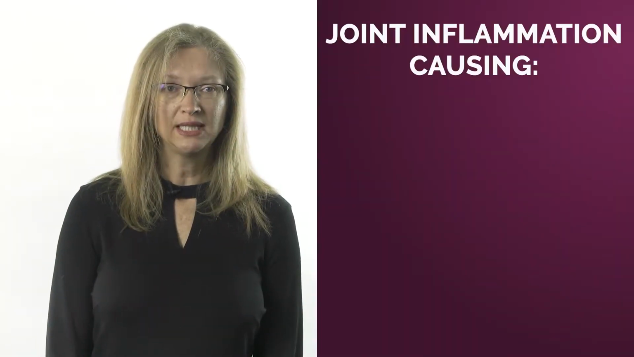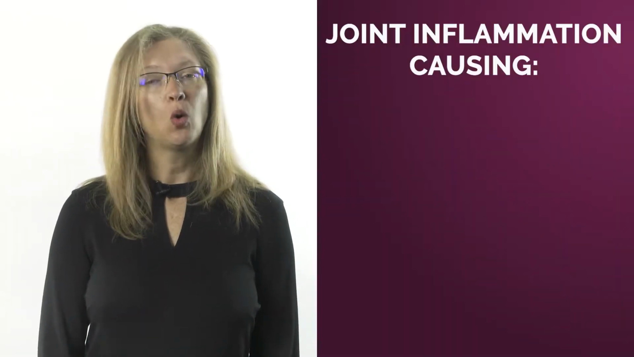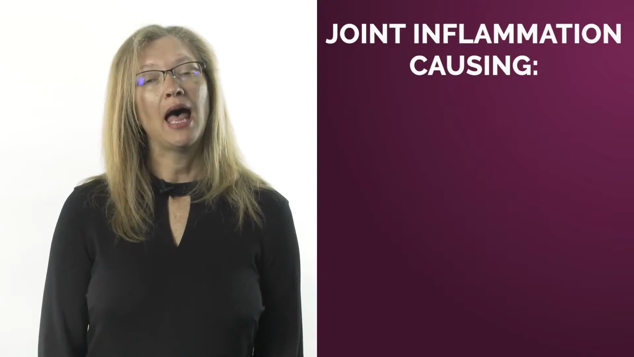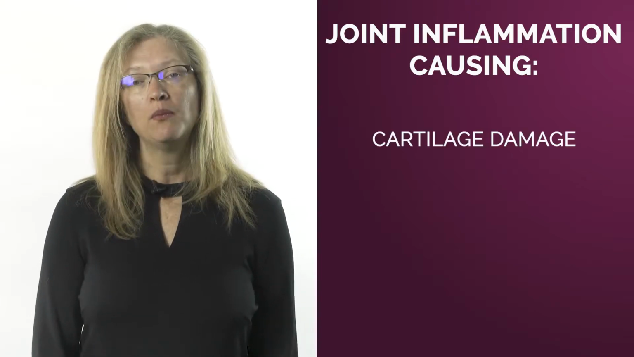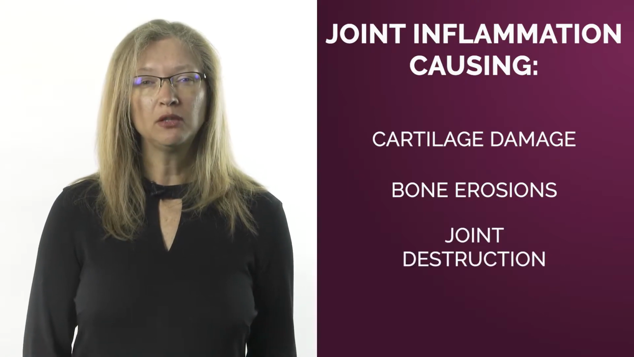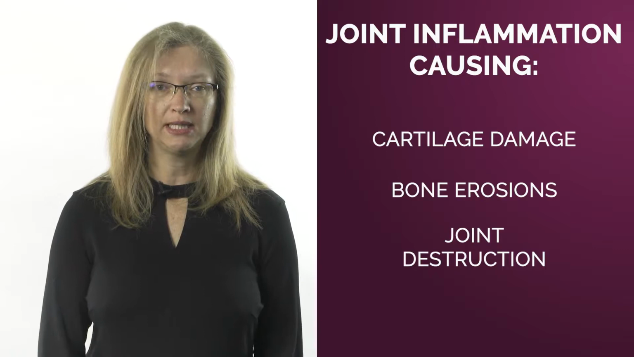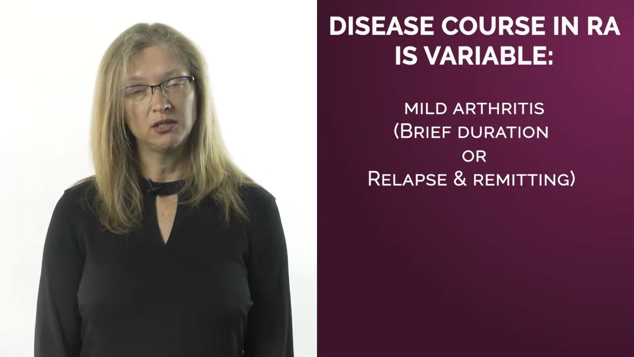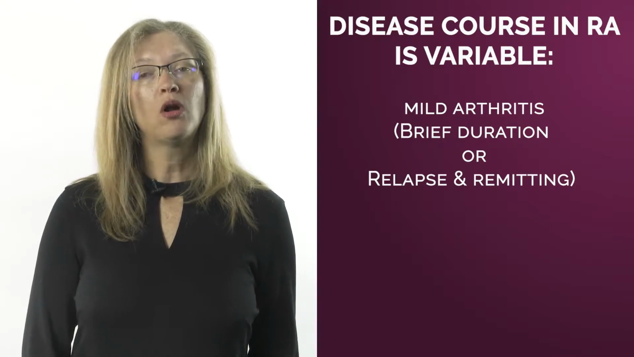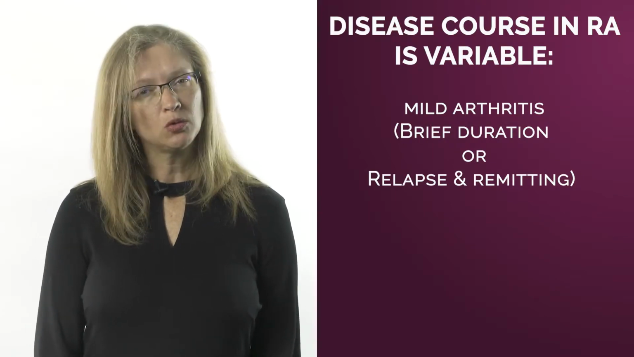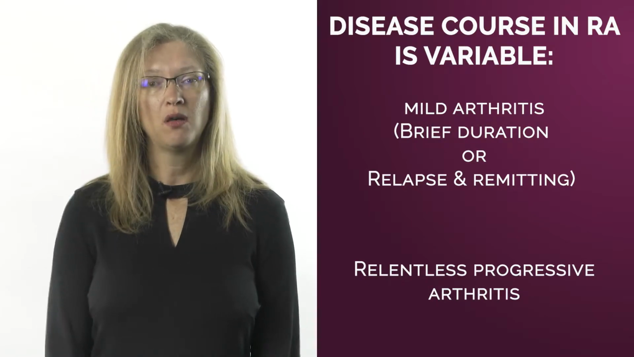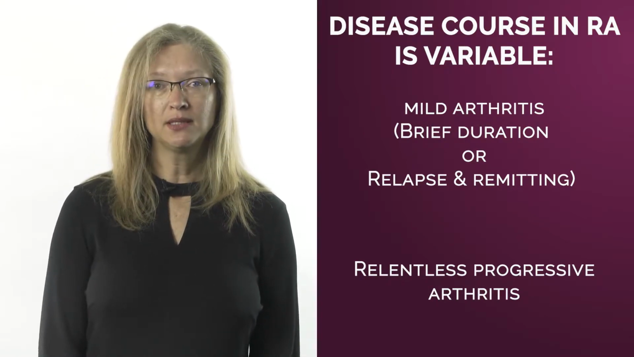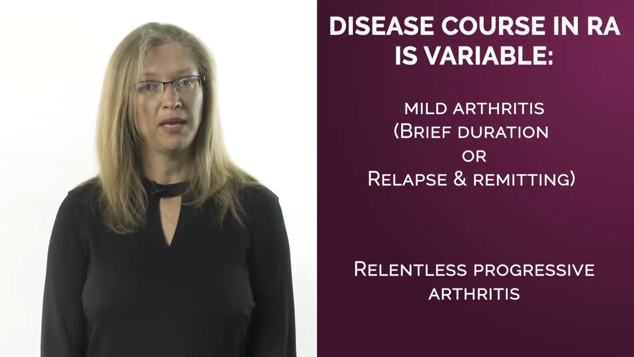Peripheral joints are affected in a symmetrical pattern. The hallmark of the disease is the potential of the joint to cause inflammation, and that leads to cartilage damage, bone erosions, and the typical joint destruction rheumatoid arthritis is known for. The disease course in rheumatoid arthritis is variable. It can be a mild arthritic disease of brief duration or of a relapsing and remitting nature, but also follow a relentless and progressive pathway, affecting many joints with marked functional impairment.